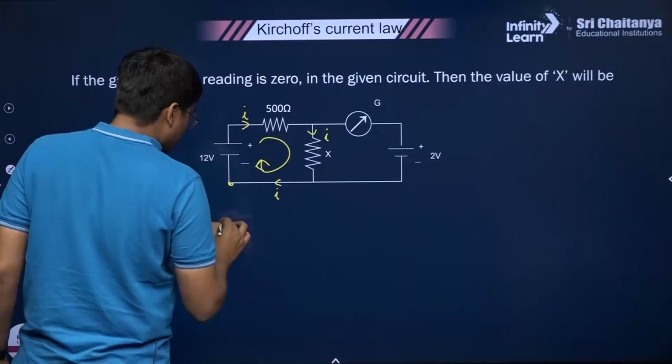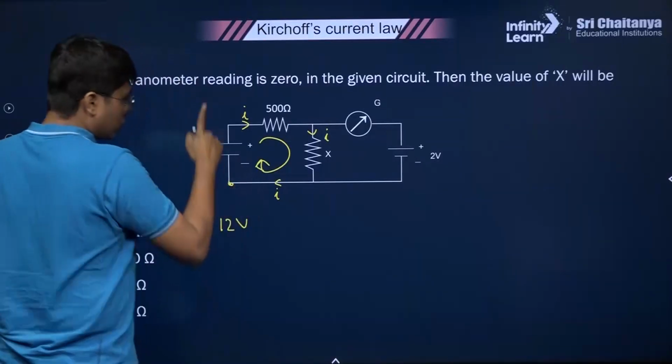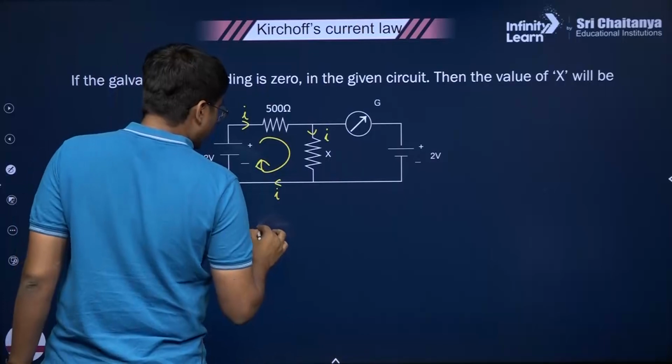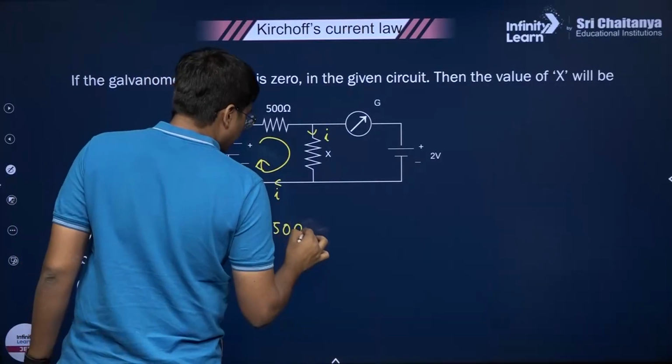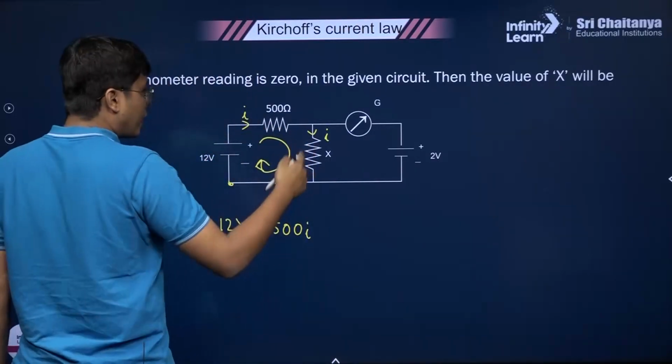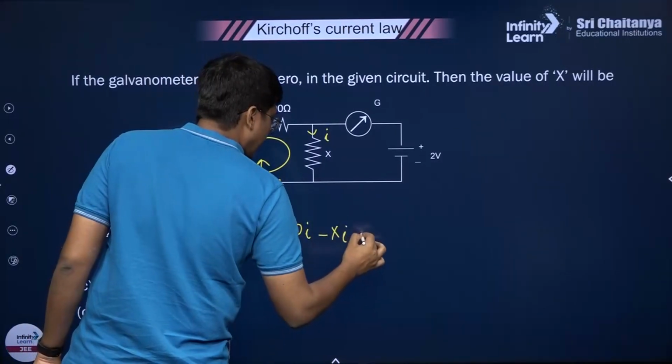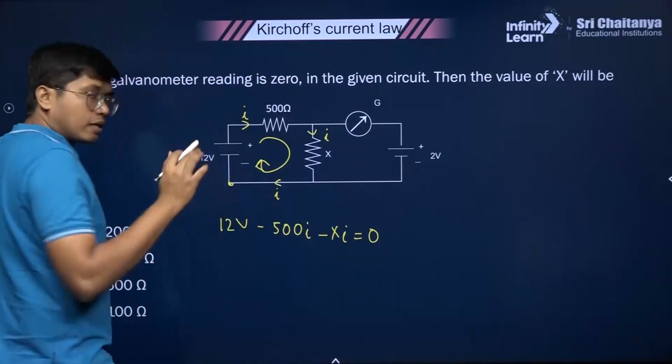First, this will give you a plus 12 volt, loop moving in the direction of cell. This will give me minus 500I. Again, I go here and I get minus xI, and that is equal to 0. My first loop is complete.